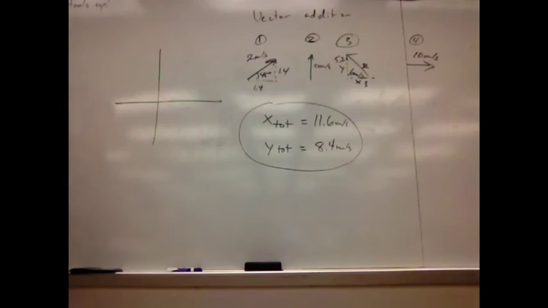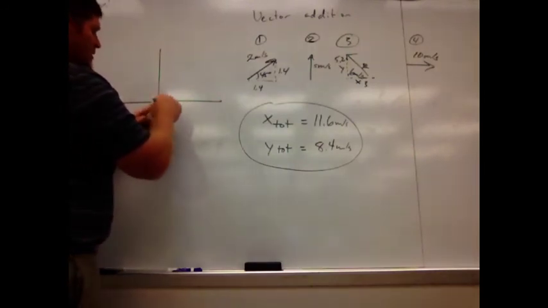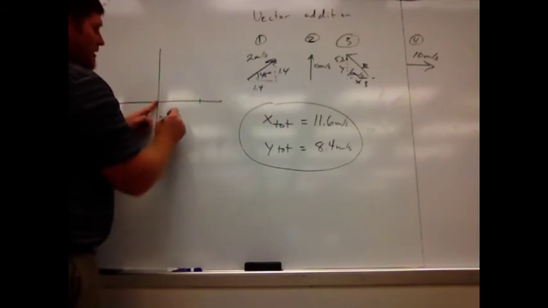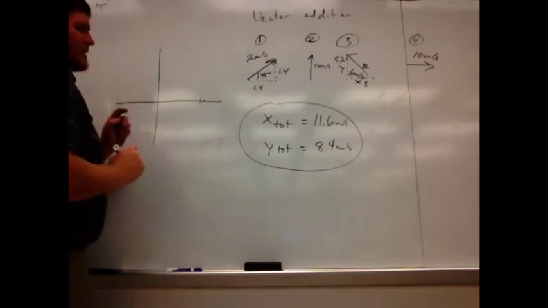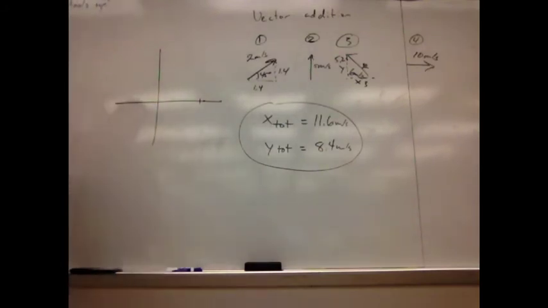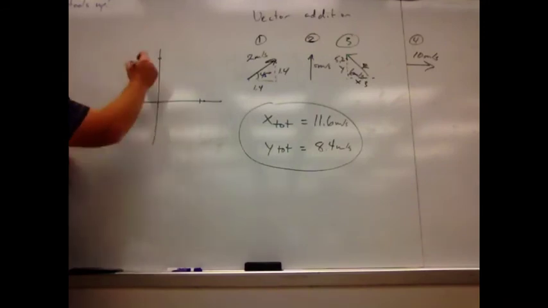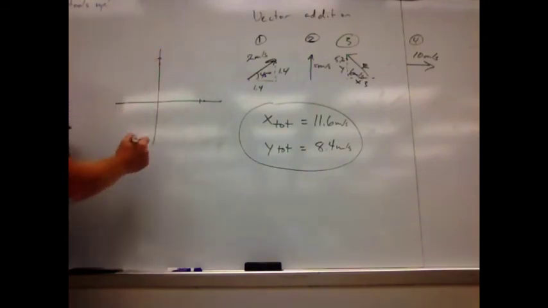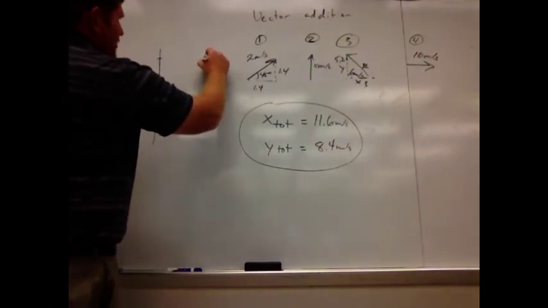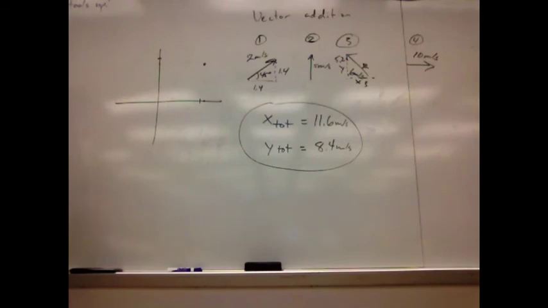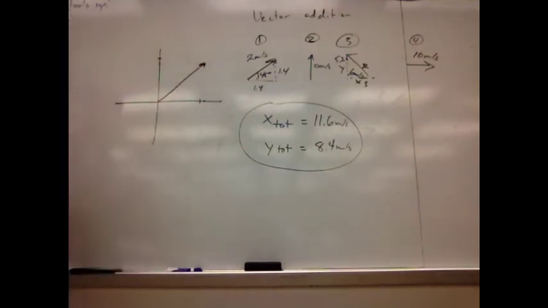Okay, so here's my coordinate system. My x total is 11.6, so I bring that out. So let's call this 10. If that's 10, then my 11.6 is going to be about right there. My y total is going to be 8.4. So again, if this is my 10, it's going to be just inside of that. There's 8.4. We extrapolate over, and we end up with the point that's way out here. Okay? That is pretty much our ultimate trip.